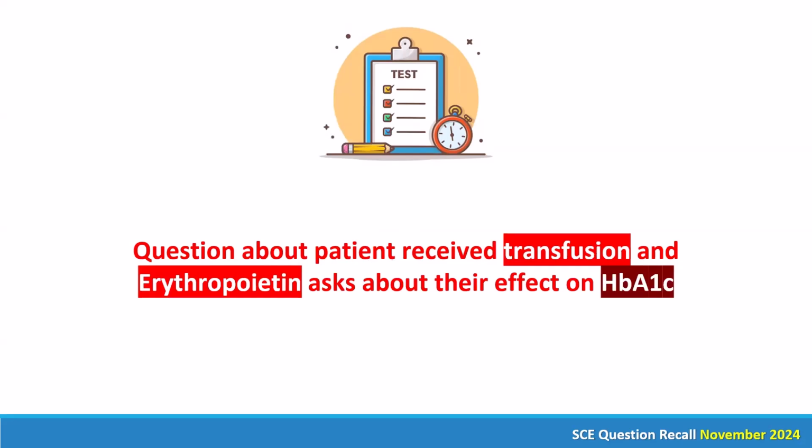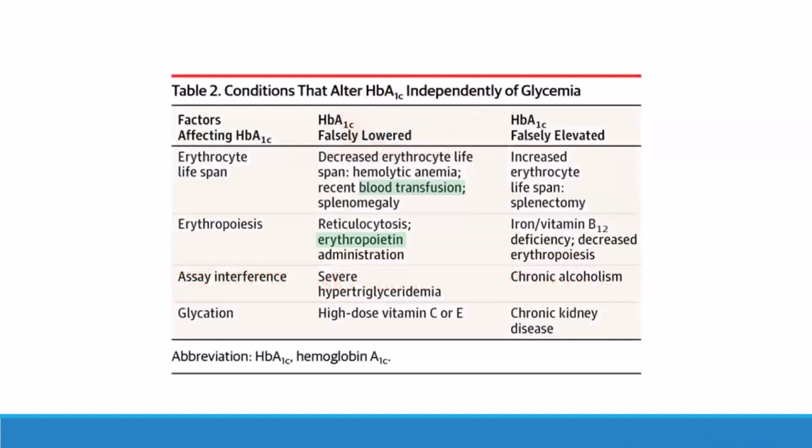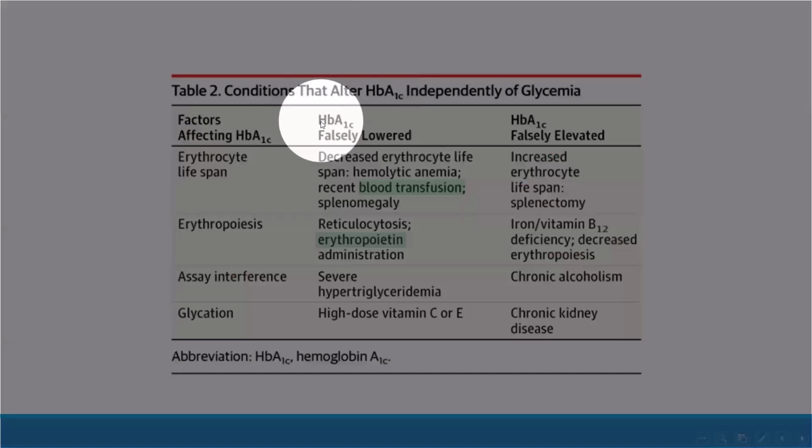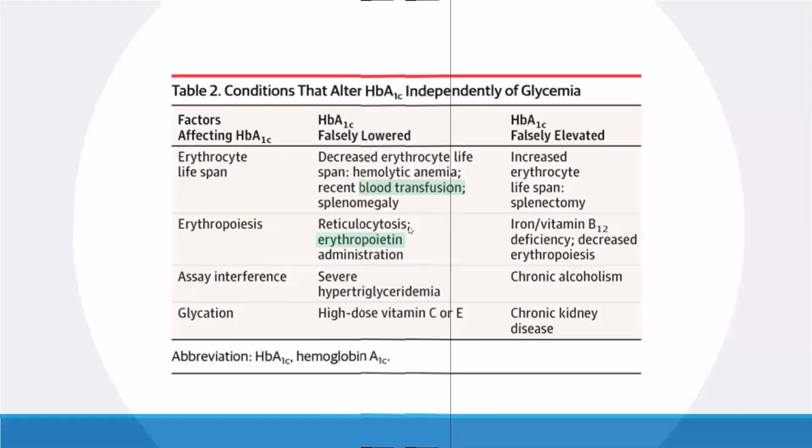Another question about a patient who received erythropoietin and a blood transfusion, and it asks about the effect on hemoglobin A1C. As we mentioned previously, the transfusion and erythropoietin will cause falsely lower hemoglobin A1C. The blood transfusion and erythropoietin will cause falsely low hemoglobin A1C. This is very, very important.